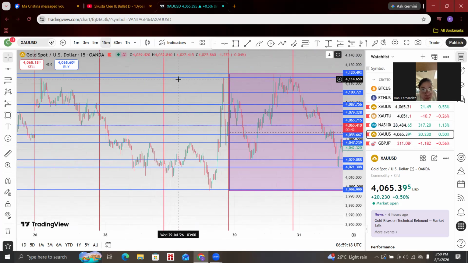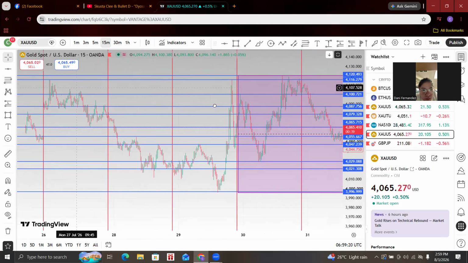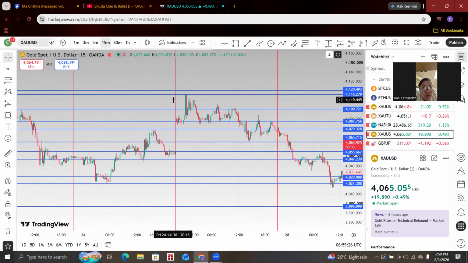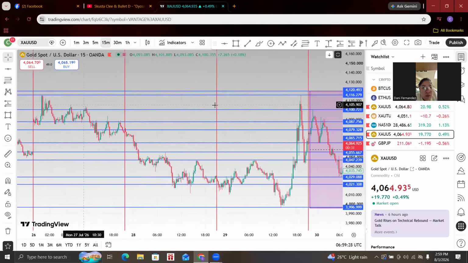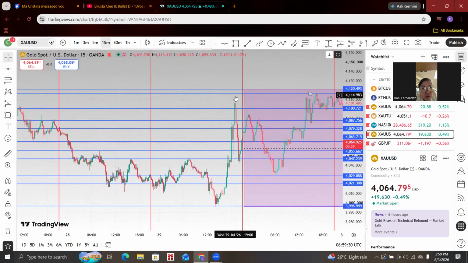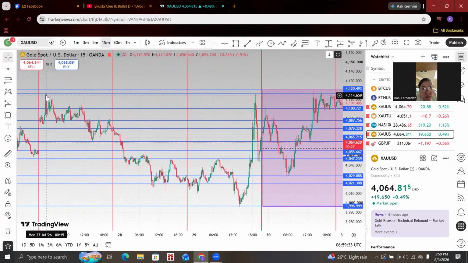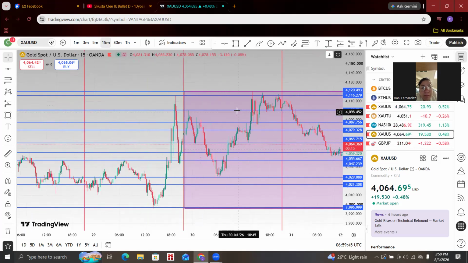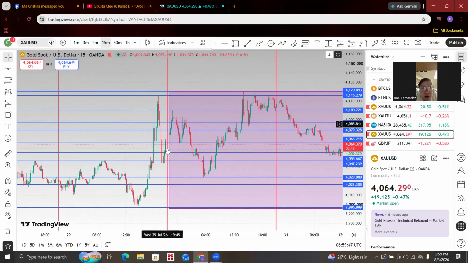What you can do is go back and look at where it got rejected as well. So that's one resistance, and this is the second resistance that it made. So one, two. For me, that's enough confirmation to know that price is going to go back there, get rejected, and then get rejected again.